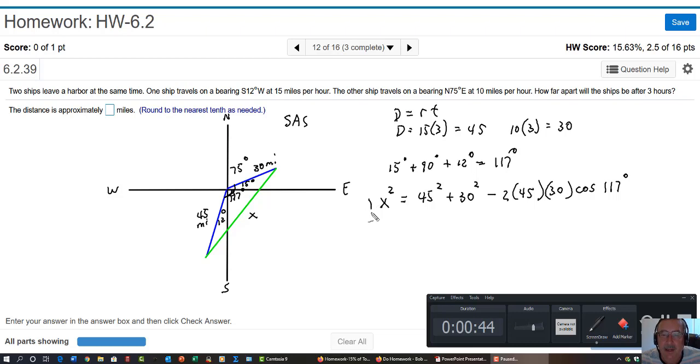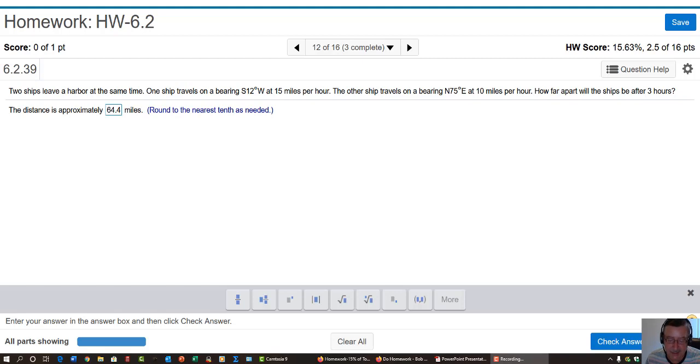Now again, if you take the square root of both sides to solve here, that's going to be, I ran out of writing tablet on that one, a long square root there. x is going to be, and notice it says round to the nearest tenth. We will find the distance quickly here. So I'll pause and let y'all do that. All right, did you get 64.426? And I had to round that to 64.4 miles. Let's go ahead and check it.